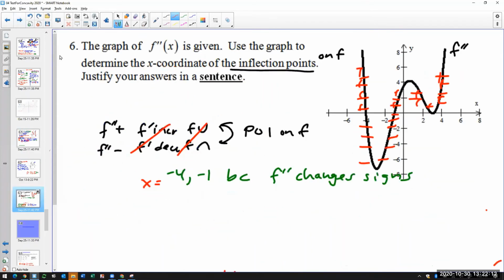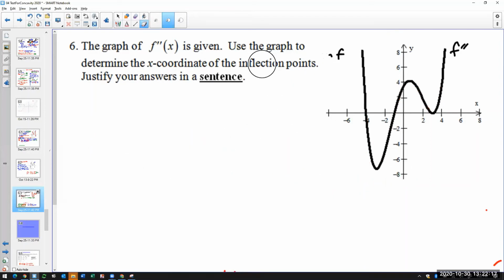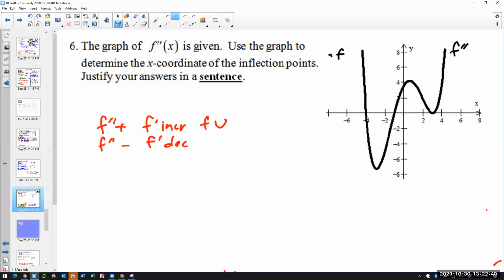Number 6, the question is, where do you have a POI? Remember, first derivatives are really good for increasing, decreasing, relative max, relative min. But when you talk about concave up, concave down, POI, you need to look at the second derivative, or sorry, the concavity test. So when f double prime is positive, f prime is increasing, f is concave up. You need to memorize this. f double prime is negative, f prime is decreasing, f is concave down. So when you rotate between the two rows, you have what's called a POI.